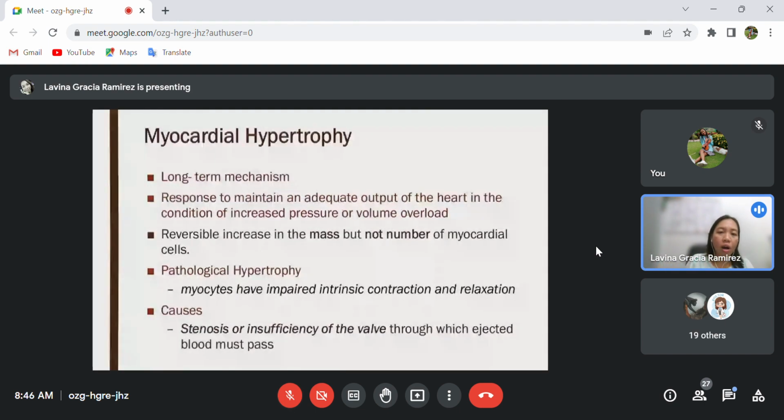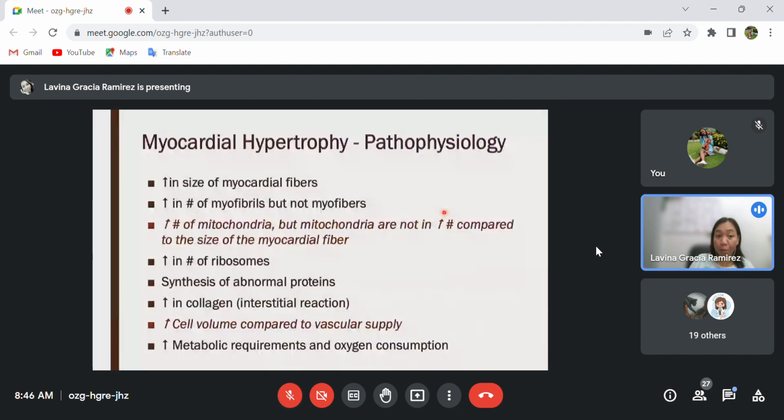Okay, so the pathophysiology or the development of myocardial hypertrophy, so there's an increase in the size of myocardial fibers, increase in the number of myofibrils, but not the myofibers. So myofibrils, yung maliliit na. And then increased number of mitochondria. So these are the structures supporting, okay, the increase in the myofibrils. Okay, so there's an increase in the energy. Okay, however, mitochondria are not in the increased number compared to the size of the myocardial fibers.